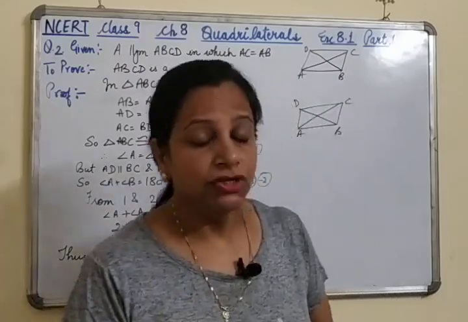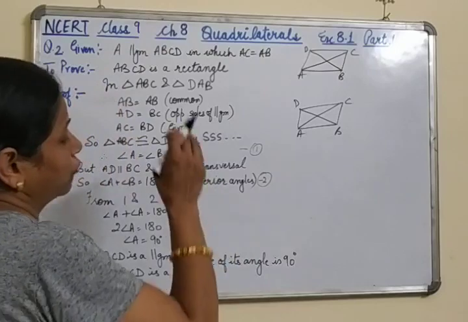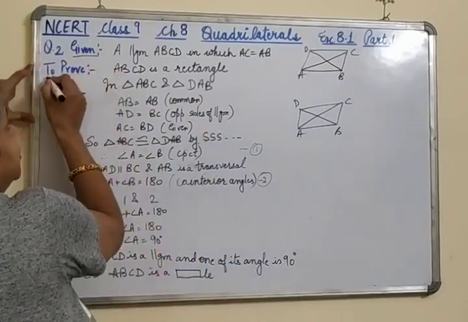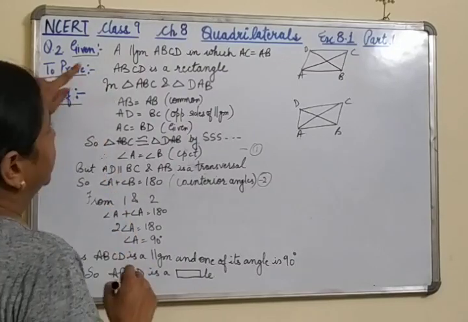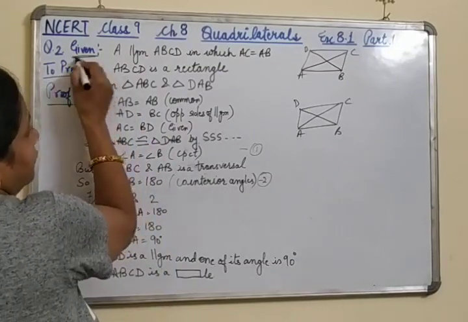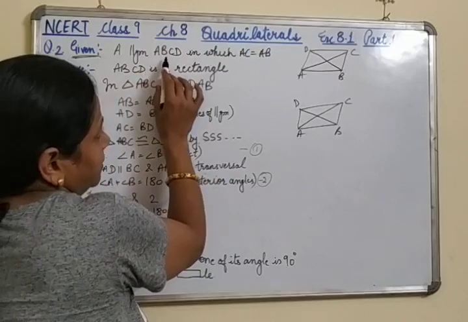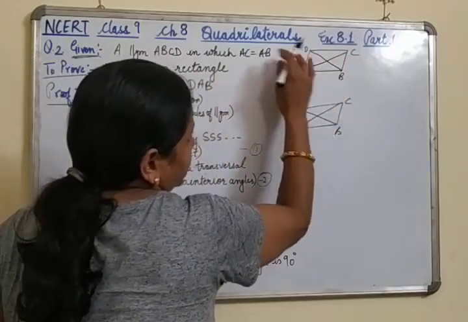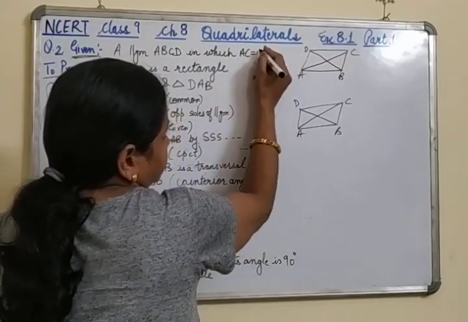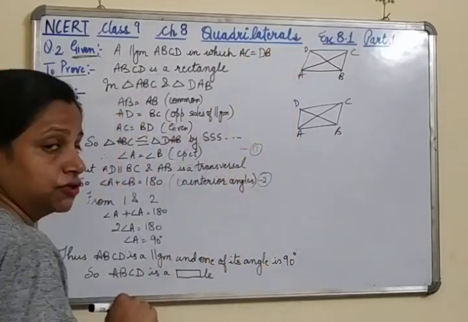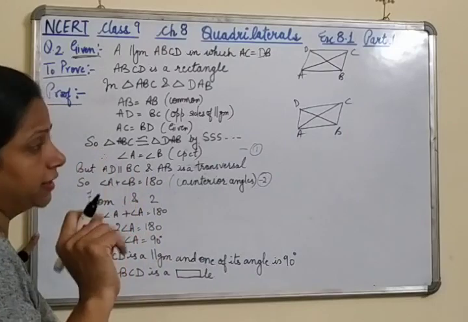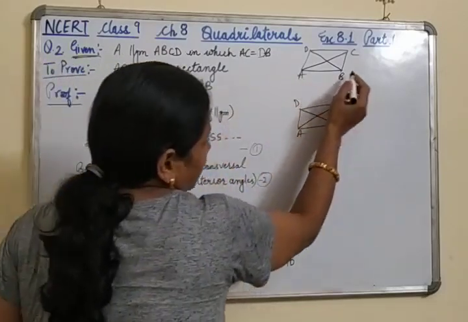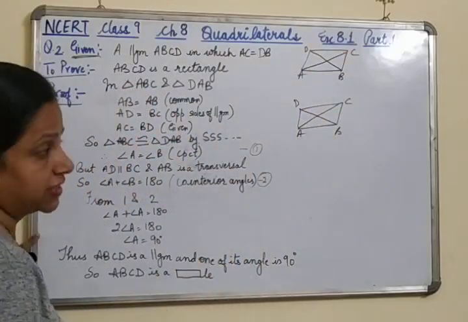Okay. So as I have told you, the steps that we have to follow for doing such questions are, we will be writing given, to prove, and proof. In given, what are we given? A parallelogram ABCD in which AC is equal to DB. Right? AC is equal to DB means the two diagonals are equal. What are we going to prove? That ABCD is a rectangle.